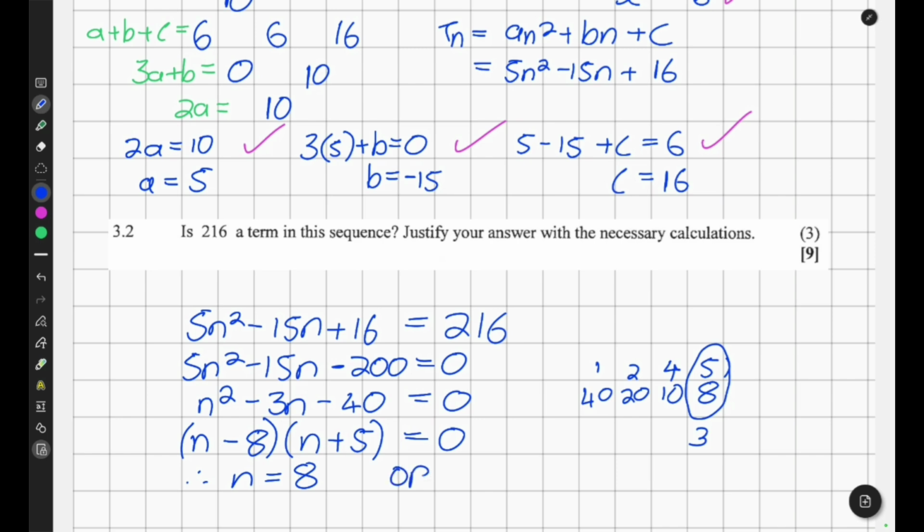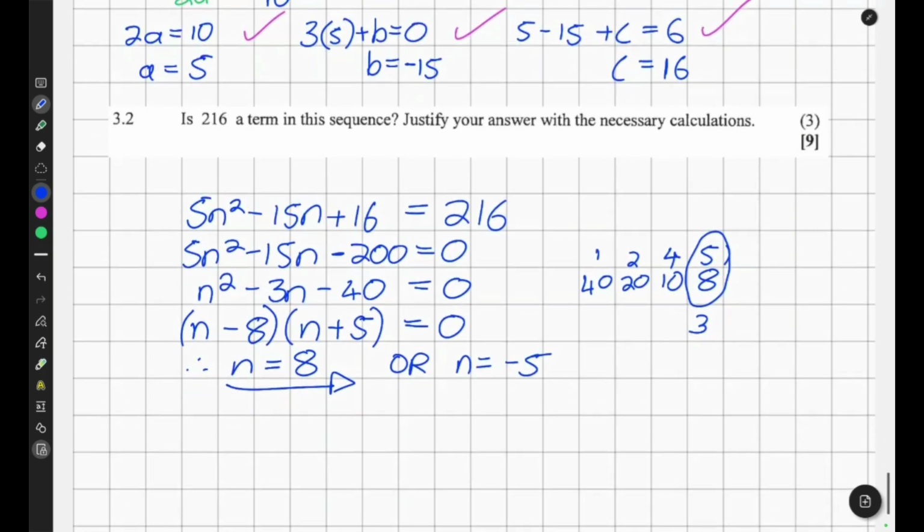Why is it not the fifth one? Because this tells me n is equal to minus 5. n can never be negative or decimal. So in this specific case, n is equal to 8, and then I must just answer the equation. Therefore, 216 is the 8th term. Okay, so just to repeat, if I got a decimal there, then I would say, no, it's not part of the sequence.